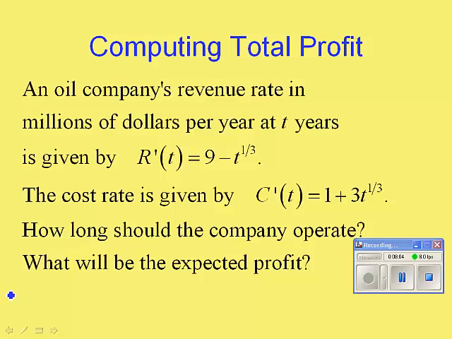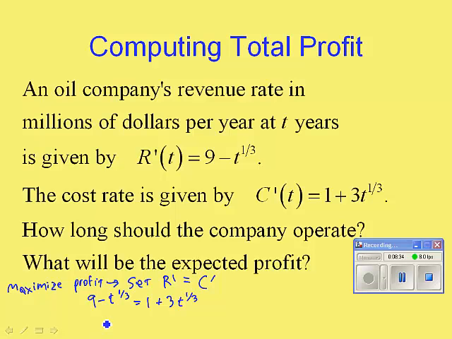We want to maximize profit, right? Well, we just learned from the last slide we should set what? R prime equal to C prime. Okay? So let's do that. A little bit of math here. 9 minus t to the 1/3 equals 1 plus 3t to the 1/3.